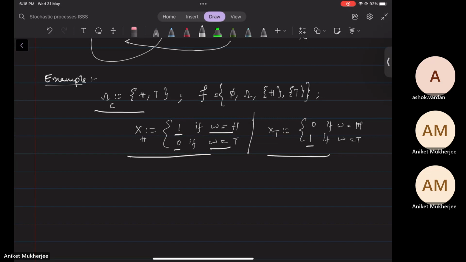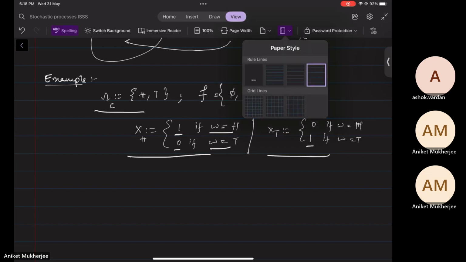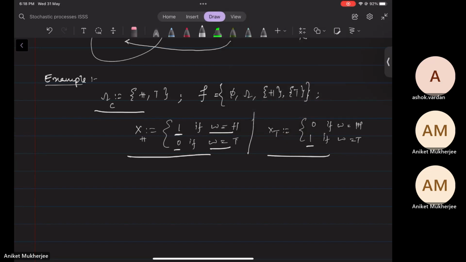So next, now you know what a random variable is. So next is the distribution function.